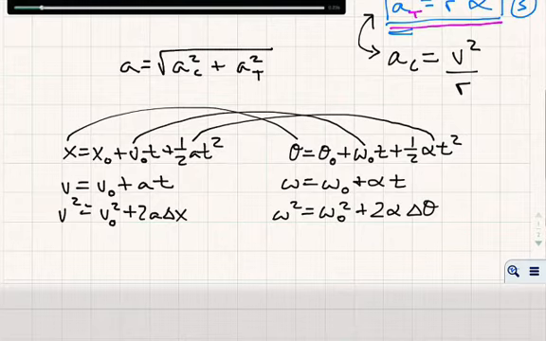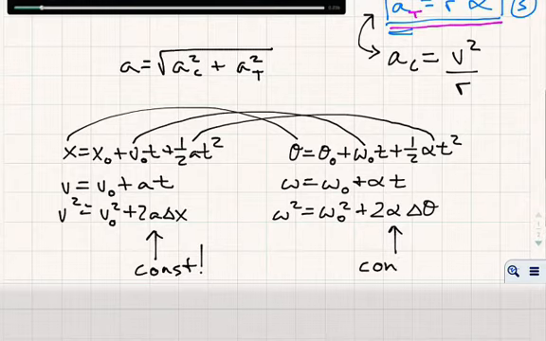And again, remember that these three kinematic equations will work for any problem as long as acceleration is constant. And the same holds true for angular motion. The angular acceleration needs to be constant in order for you guys to apply these three equations in your problem solving. Good luck on the homework.